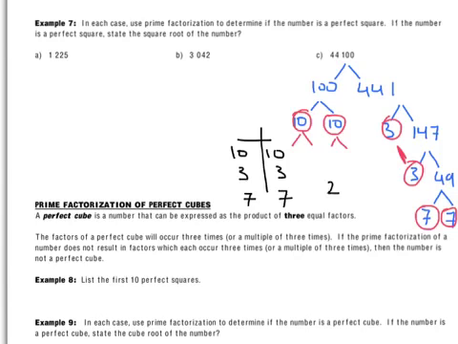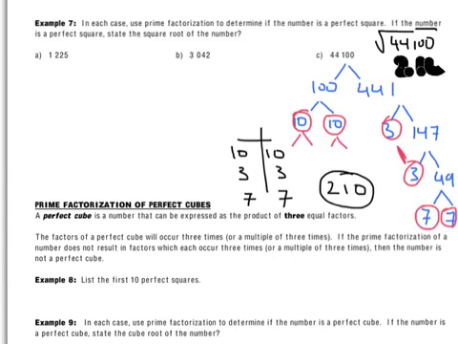So 210 is the square root of 44,100. The square root is 210, and I'm not sure why my pen exploded like that. Or you can write 210 squared gives you 44,100. Oops, let me try blue here.